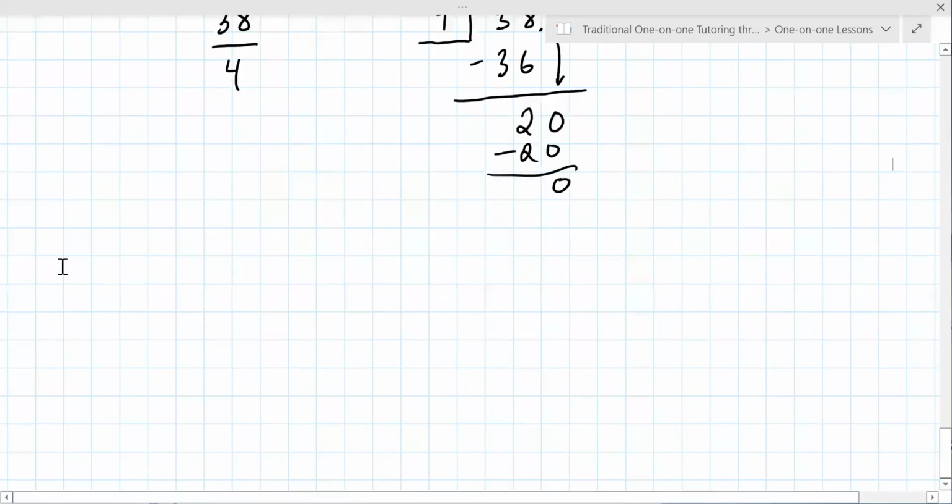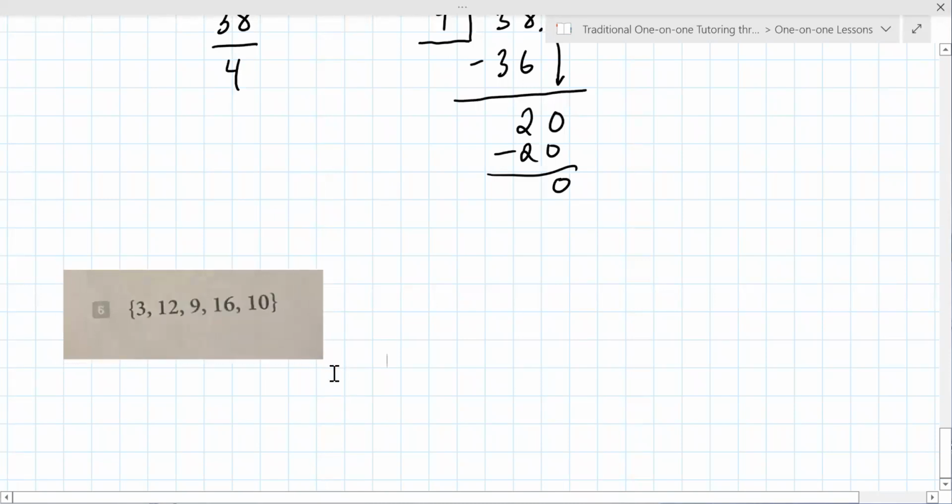One more here. Maybe number 6. Okay, so sometimes it's helpful to add them in a certain order, like 3 and 12 is 15, and 9 and 16 is 25. And then plus 10, so 15 plus 25 is 40 plus 10 is 50. Right. So the way you add numbers matters in terms of speed.